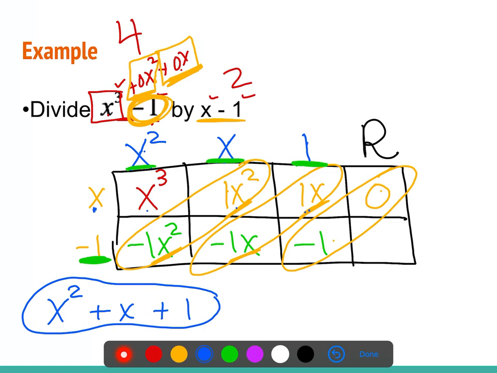Now this makes a lot more sense when you practice this on your own. So what I'm going to give you is a little polynomial puzzle to practice.